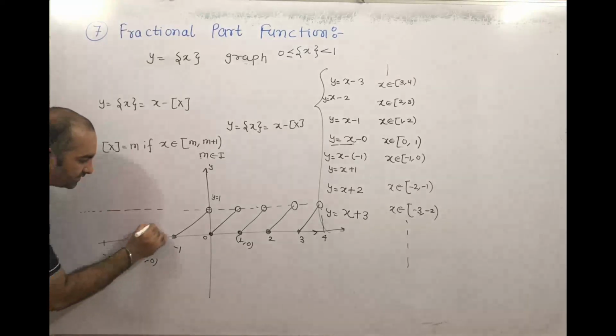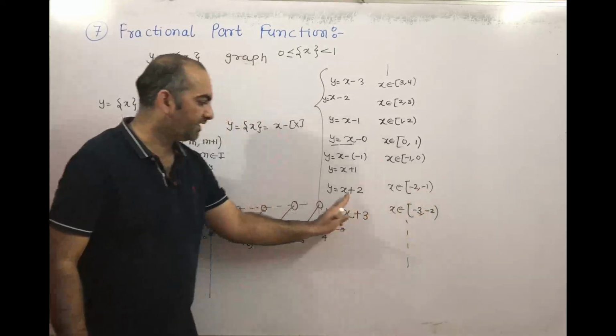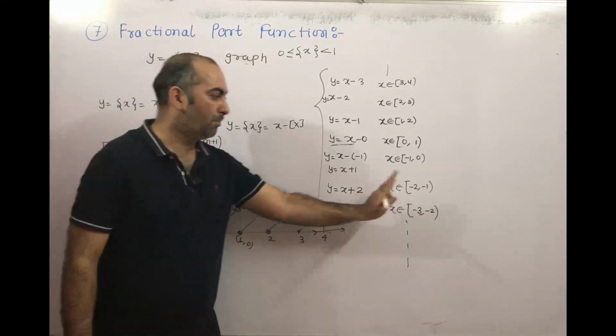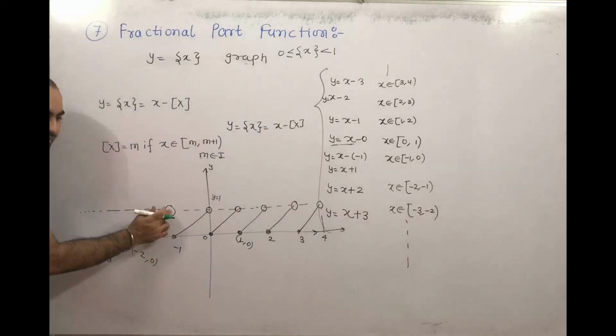So what will come at this line? You can see minus 1 is not included. If you put minus 1 here, minus 1 plus 2 is what? 1. So minus 1 is not included, so y equal to 1 also not included. So at minus 1, this point is not included.